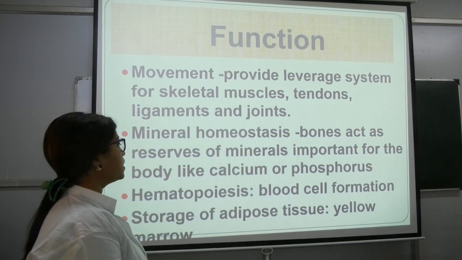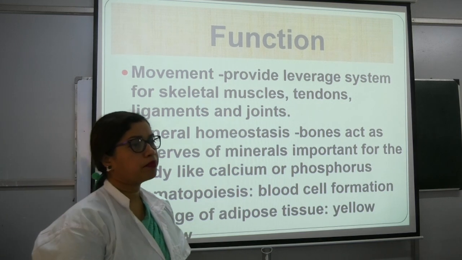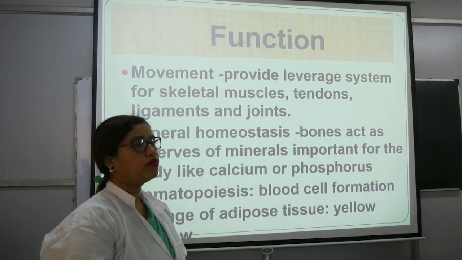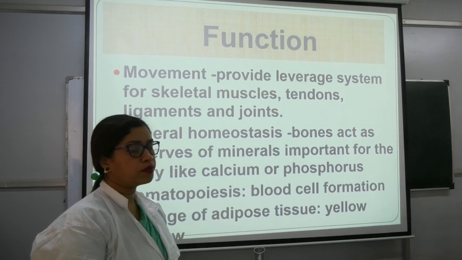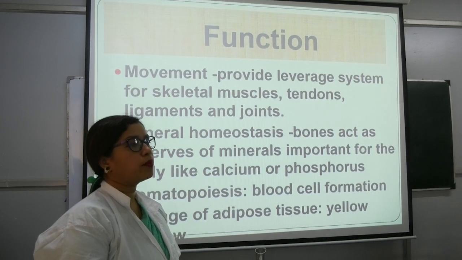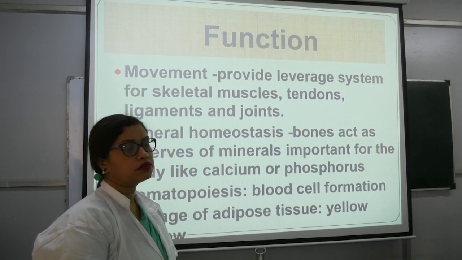Then the third one is hematopoiesis. So you know from physiology, hematopoiesis means what? Blood cell formation. So which part of bone is helping the blood cell formation? Who makes it? Bone marrow. Which bone marrow? Where could it be found?